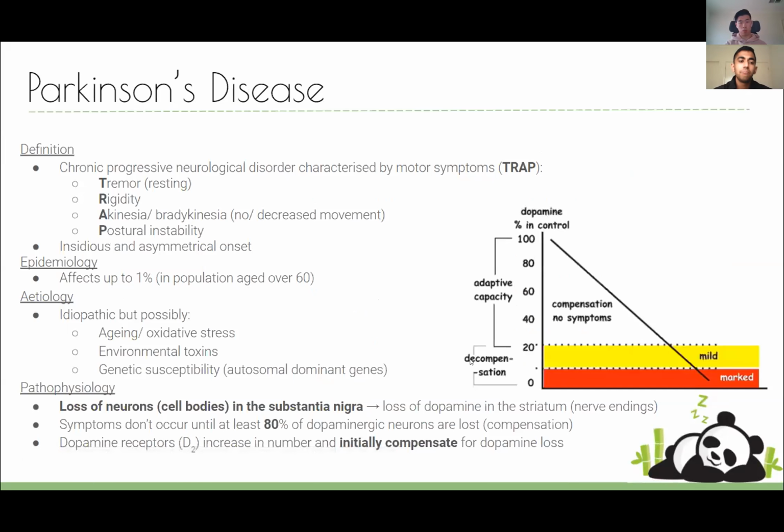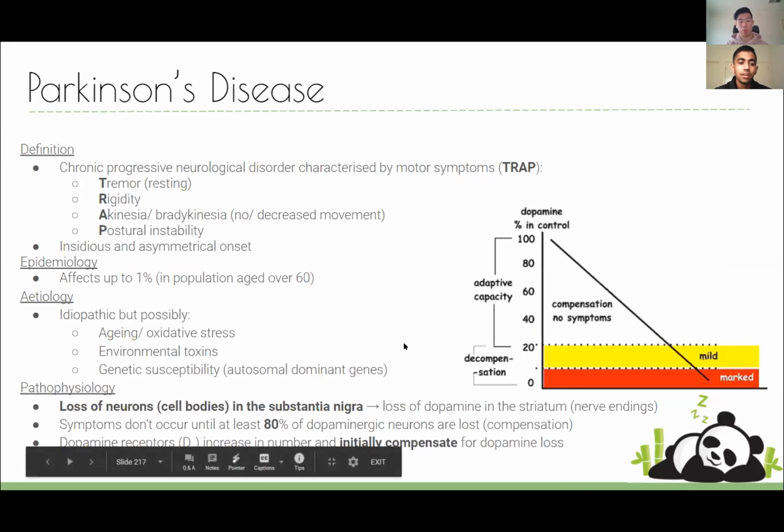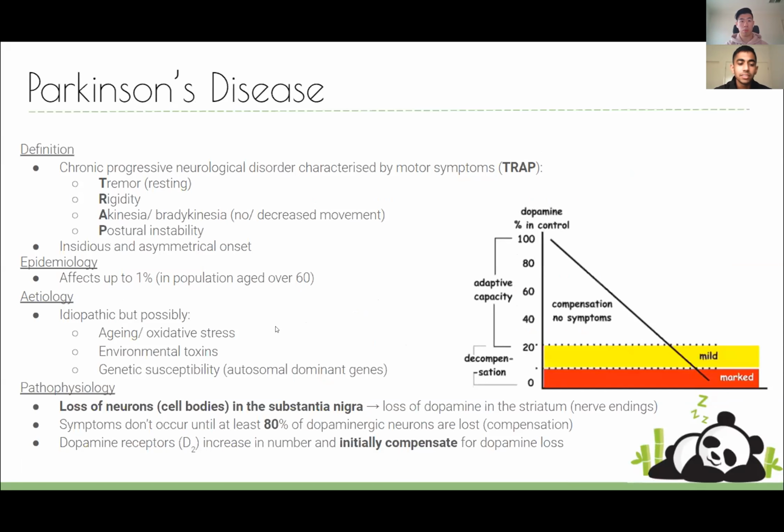All right, Parkinson's disease. So Kevin's already kind of talked about it. But it's a chronic neurological disorder. The main symptoms you need to know about are resting tremor, rigidity, akinesia, bradykinesia, and postural instability. Pretty common, idiopathic causes, but there might be some environmental toxins that cause a genetic susceptibility, all that kind of stuff, multifactorial.